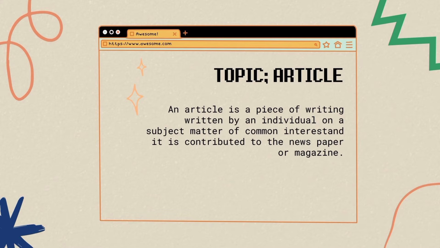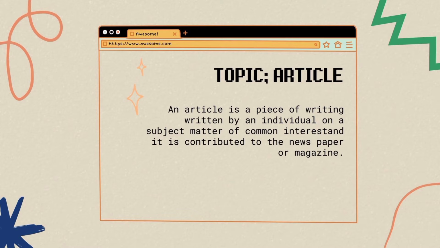An article should be written on a subject matter of common interest. What do you mean by common interest? A matter affecting the whole society or the community. Now, you as an individual, you write like an opinion. You want to express your opinion on that subject matter. Then you write that to the magazine or a newspaper, so that it can be published. You see? It can be published.